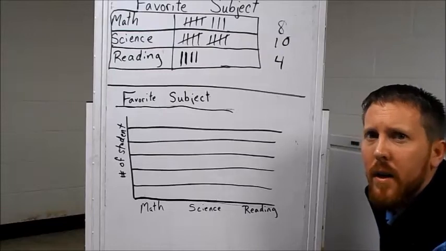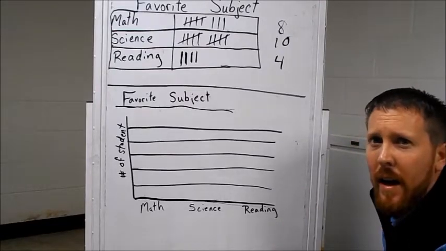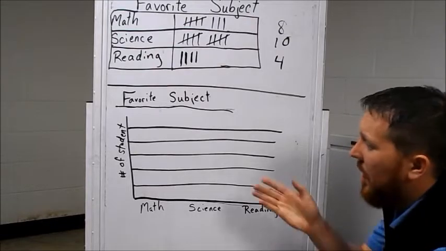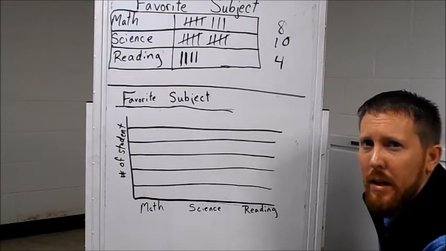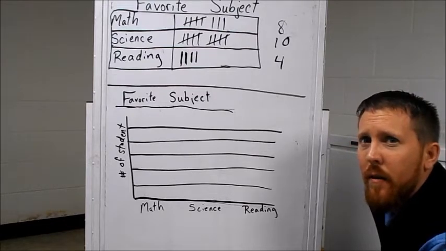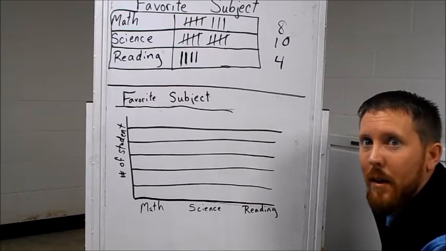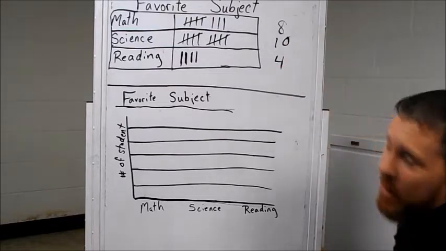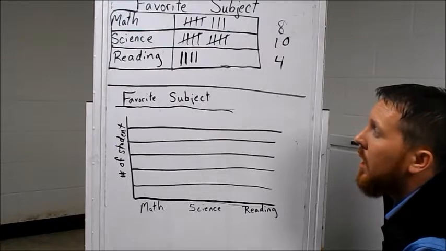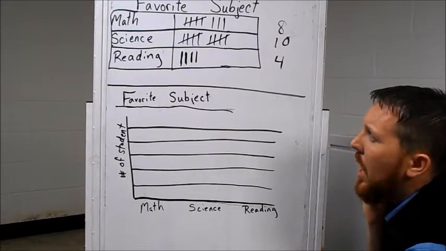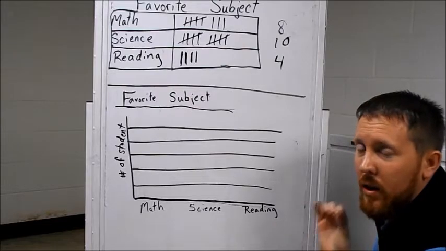Now I have erased my pictograph and I have drawn out a bar graph. Notice my lines are not completely straight. I did this by freehand, so if we were in class I would most definitely be using a ruler to make sure that my lines are straight and accurate. I'm still going to use this tally chart, this table up here, to answer my questions and to create this bar graph.